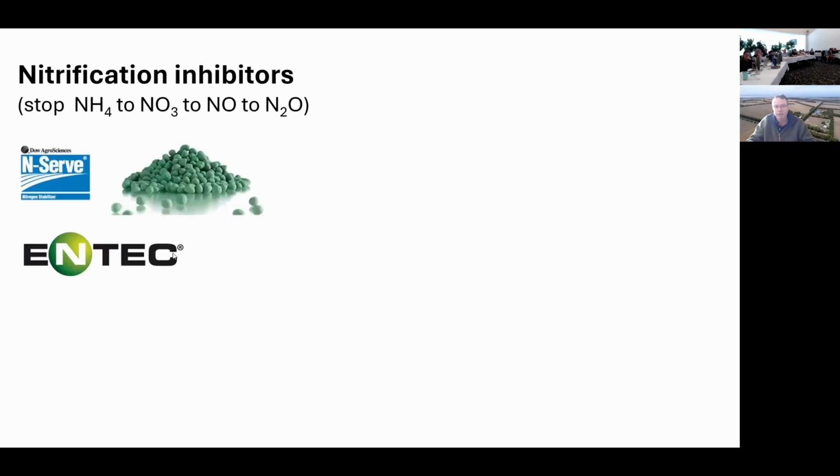Just a little bit on the nitrogen inhibitors. There's three types, I suppose, that are on the market at the moment and that we can consider to use. One is the nitrification inhibitors, and that stops NH4 going to NO3 to NO and then to N2O, which is where we get our nitrous oxide losses. I've just put a couple of the brands up there. There are a large number of brands on the market.